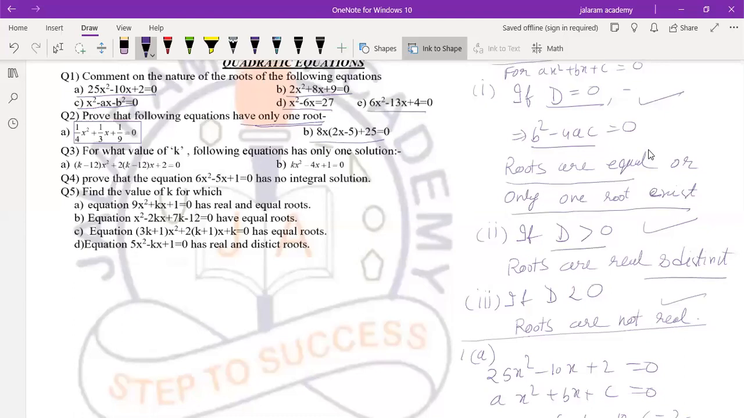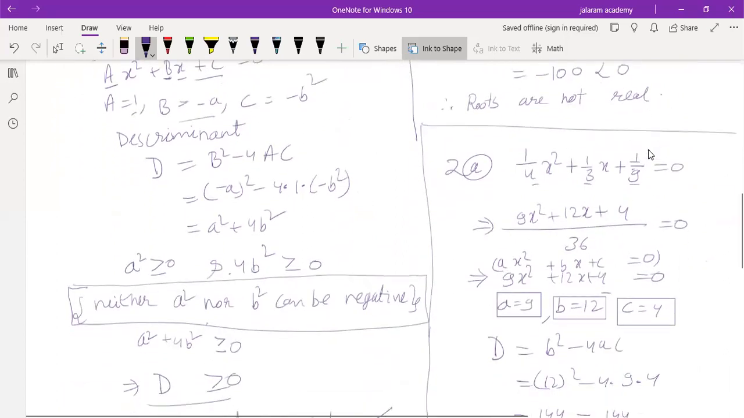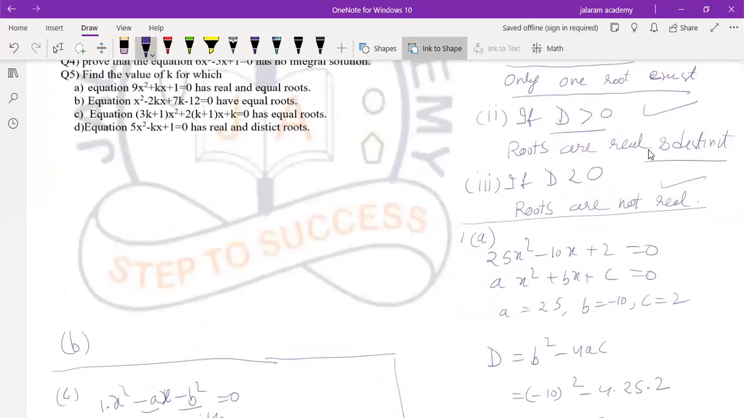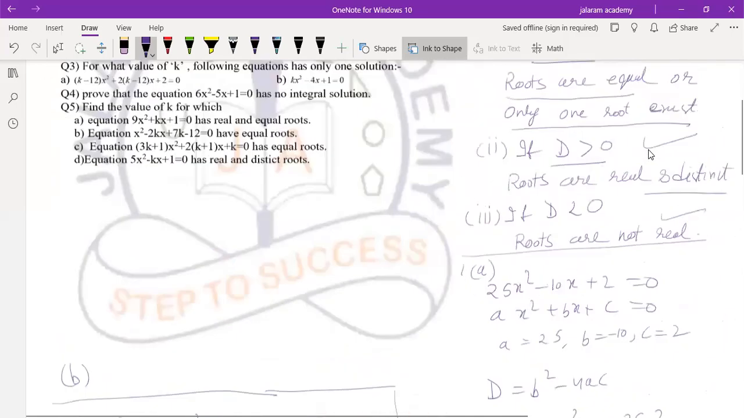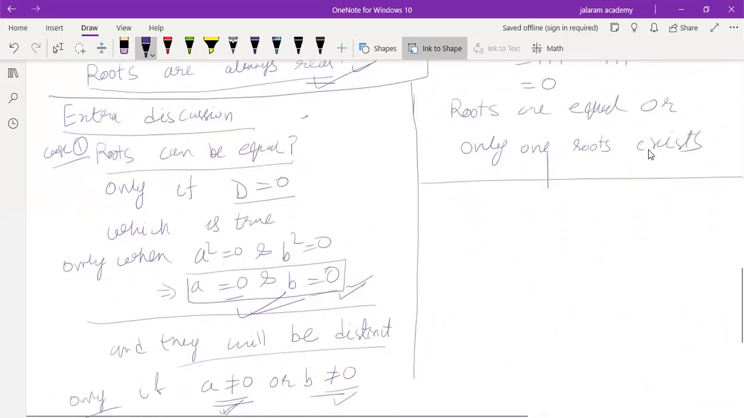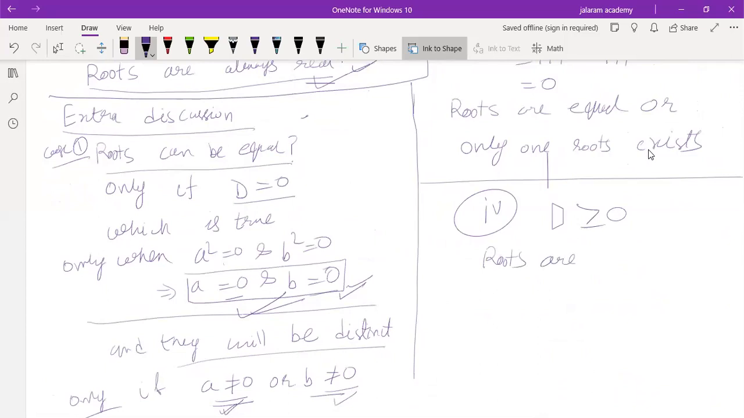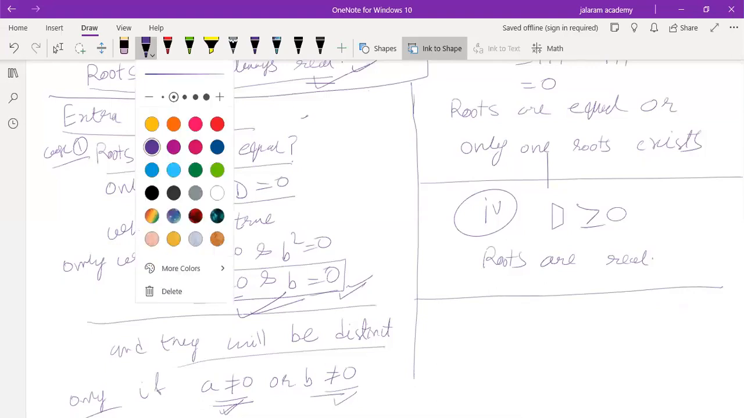So for real roots, we have also discussed in this question, discriminant is either greater than 0 or equal to 0. If we combine first and second condition, discriminant is greater than equal to 0. You can also write it as the fourth condition for the nature of roots. If discriminant is greater than equal to 0, then roots are real. Means they can be either distinct or they can be either equal.